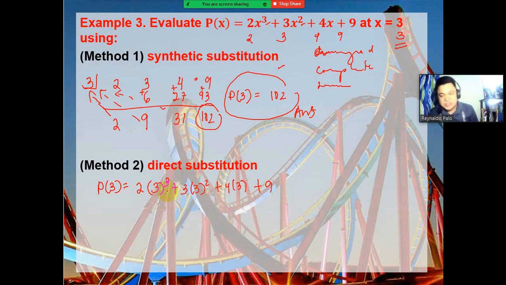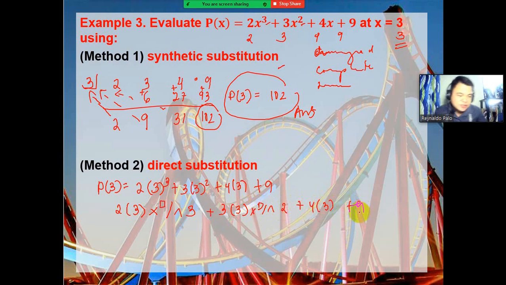Now, just do it on your calculators. 2, and then open parenthesis, 3, close parenthesis, and then in some calculators, you will be seeing the exponent symbol as this, or this. So click one of the symbols, whichever symbol you have on your calculators, and then hit the exponent, which is 3, plus 3, open, 3, close, and then raise to the power of 2 (squared), plus 4, open, 3, close, plus 9.